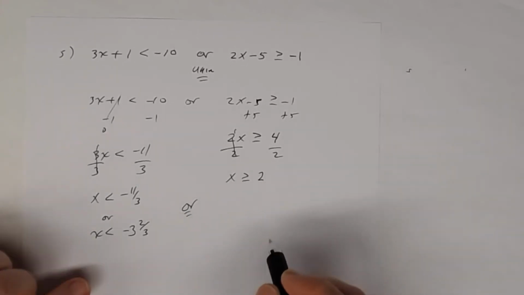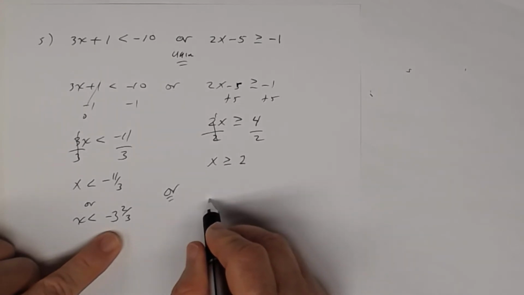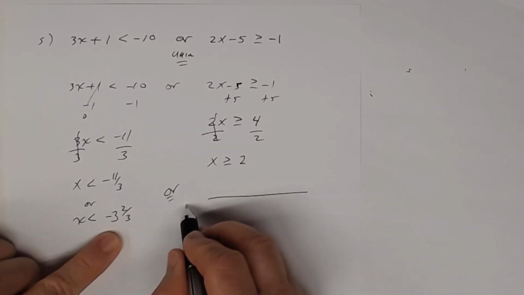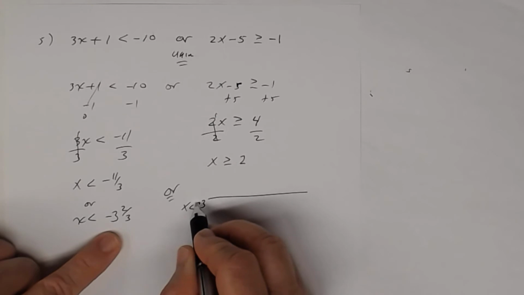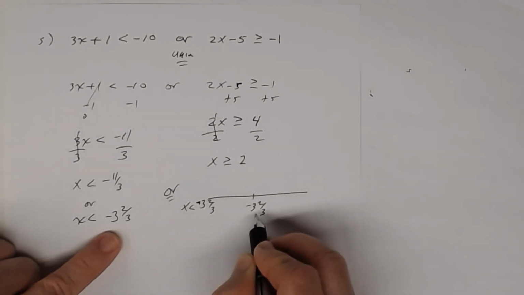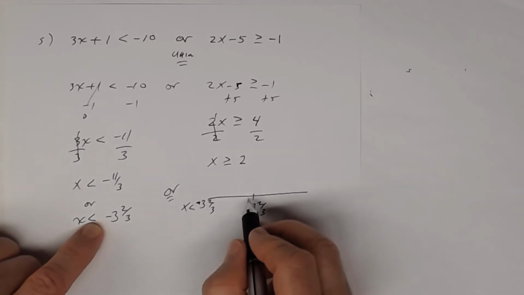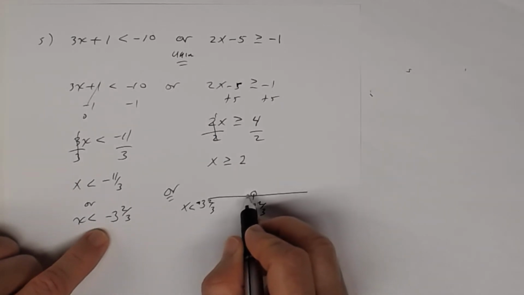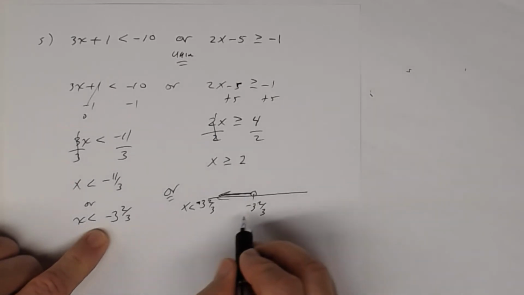That's an OR statement. So if we look at each one individually, this would be x is less than -3 and 2/3. So let's say this is -3 and 2/3 right here. There's no equal sign, so I'm using an open circle going to the left, because it says less than.